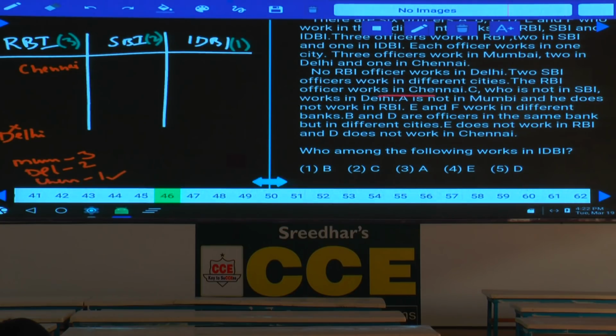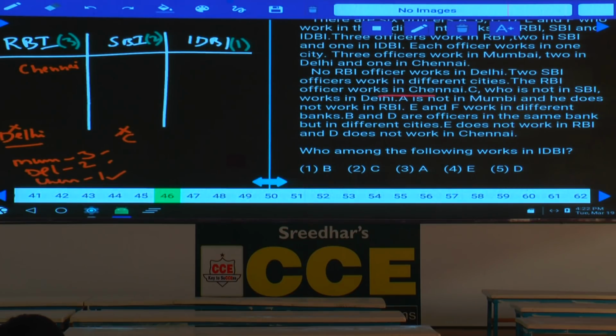And the remaining 2 persons are what? Remaining persons must be from Mumbai and Delhi. Next one. C is not in SBI and works in Delhi. As C does not belong to SBI, can C work in RBI? No. Why? Because C belongs to Delhi and the person from Delhi is not in RBI.